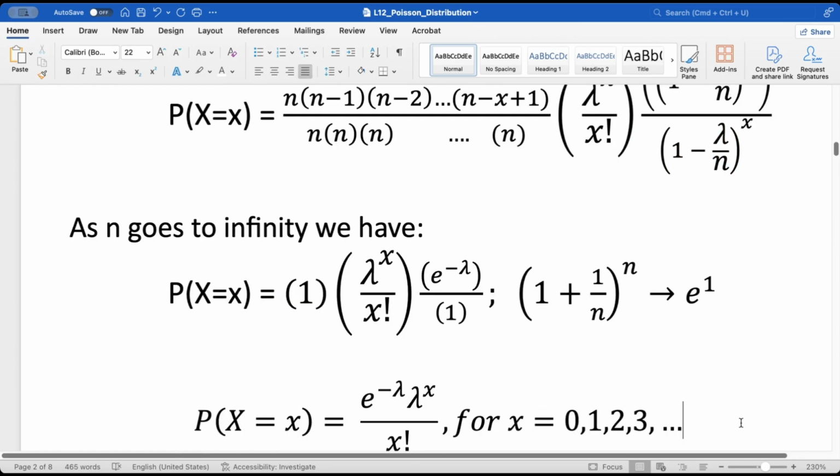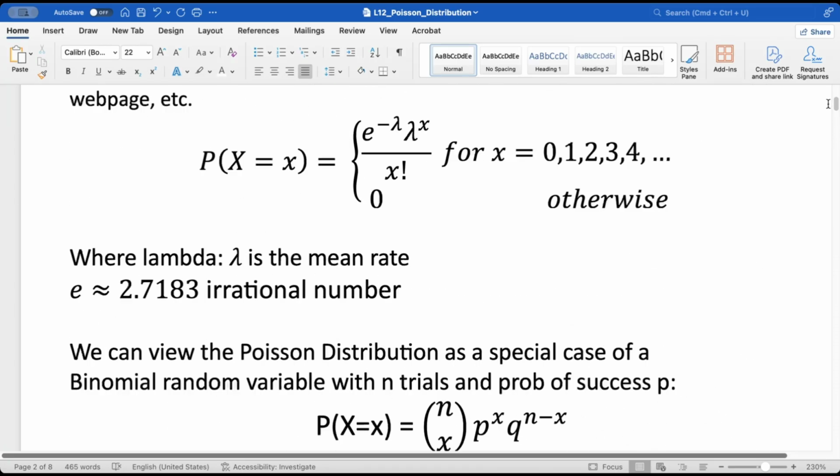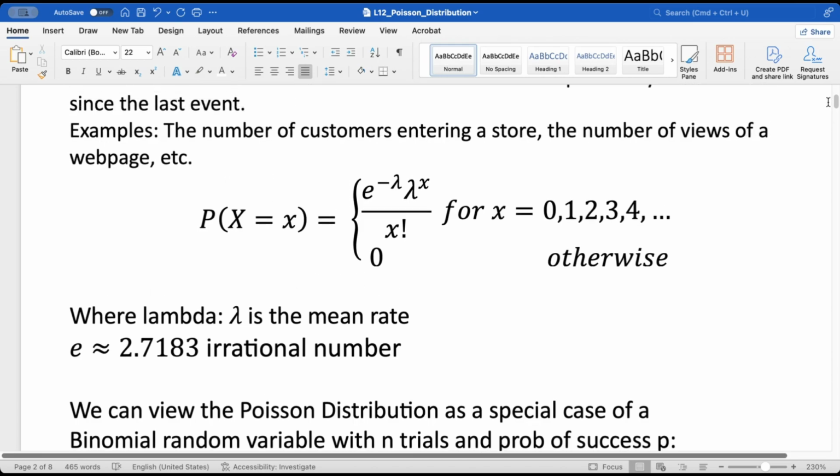And so once you have all that, that gives us the probability mass function. The probability that X is equal to x is e to the minus lambda times lambda to the x over x factorial for x equals 0, 1, 2, 3, and so on. So that was the original PMF.